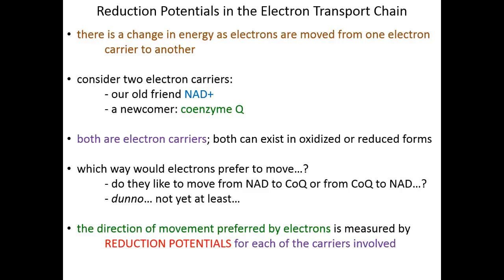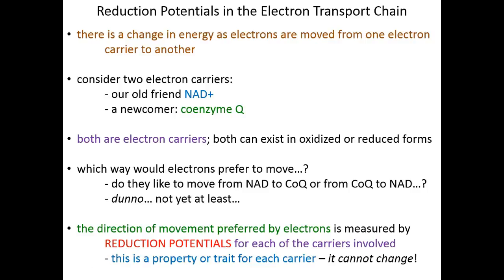In other words, is energy released when electrons move from NAD to CoQ? Or is energy released as those electrons move from CoQ to NAD? Whichever one of these redox reactions has the negative delta G is the one that will be preferred. So the direction of movement, or the preferred direction of movement by electrons, is measured by using reduction potentials for each of the carriers involved.